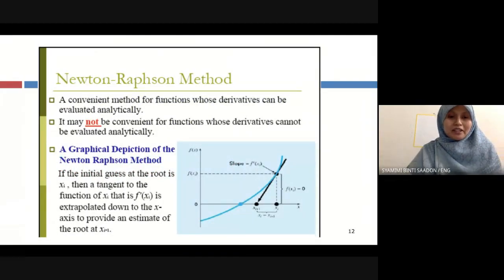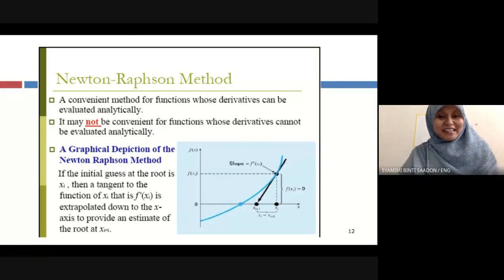Okay, the Newton-Raphson method. It is a convenient method for functions whose derivatives can be evaluated analytically, which means that you can analyze it. It may not be convenient for functions whose derivatives cannot be evaluated analytically. So, a graphical depiction of the Newton-Raphson method. This is the graphic version, to explain clearly.